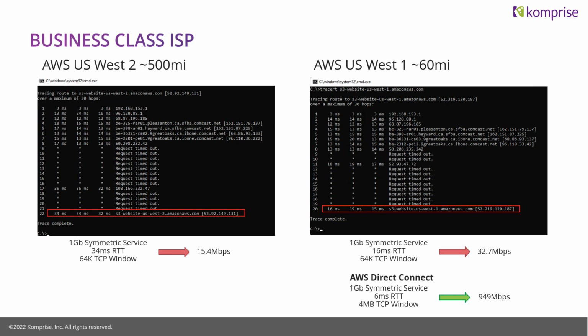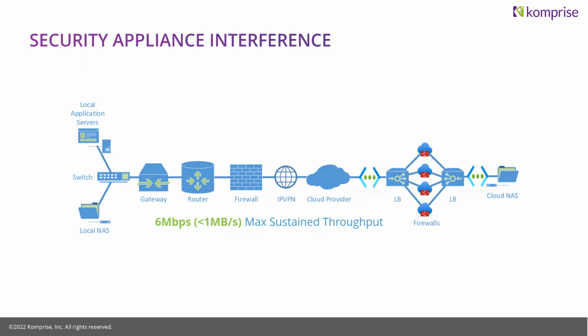Thank you. Thanks, Paul. Well, if that slide was applicable to our number 1 poll, then number 2, this will jump right in. So in this situation, we determined we had security appliance interference, and this is a logical diagram of how the customer was configured. Switches, gateway, router, firewall, an IP VPN to the cloud provider, virtual networks, load balancers, several firewalls in the cloud, load balancers to go the opposite direction, virtual networks, and then eventually we landed at the cloud NAS side.